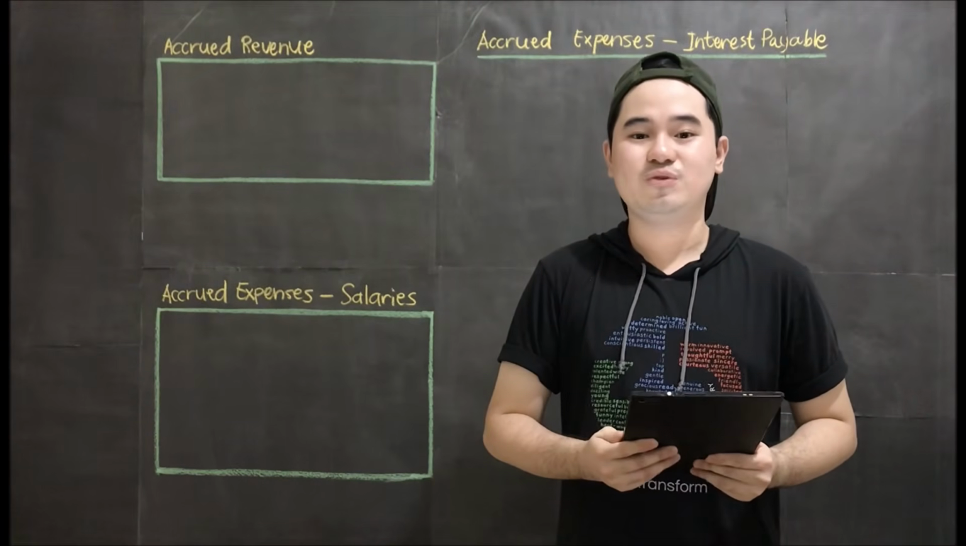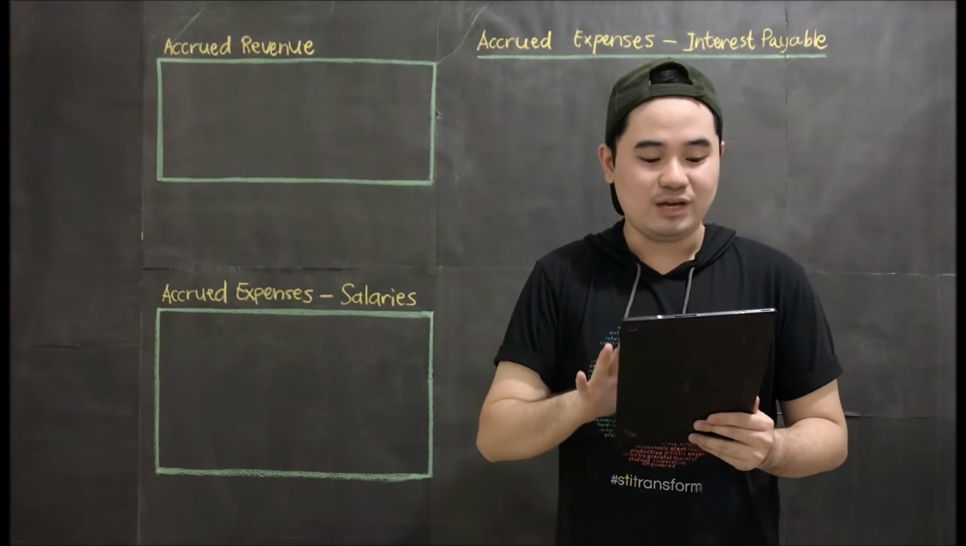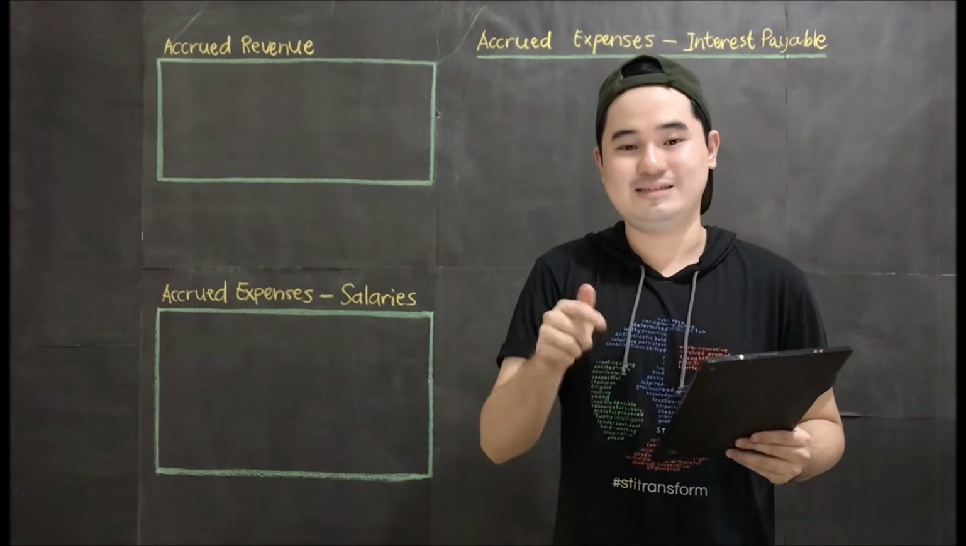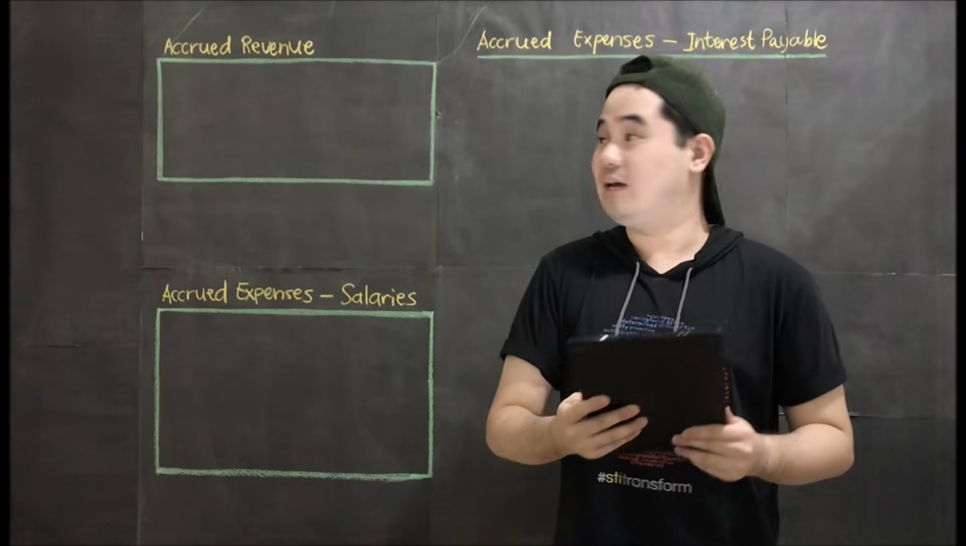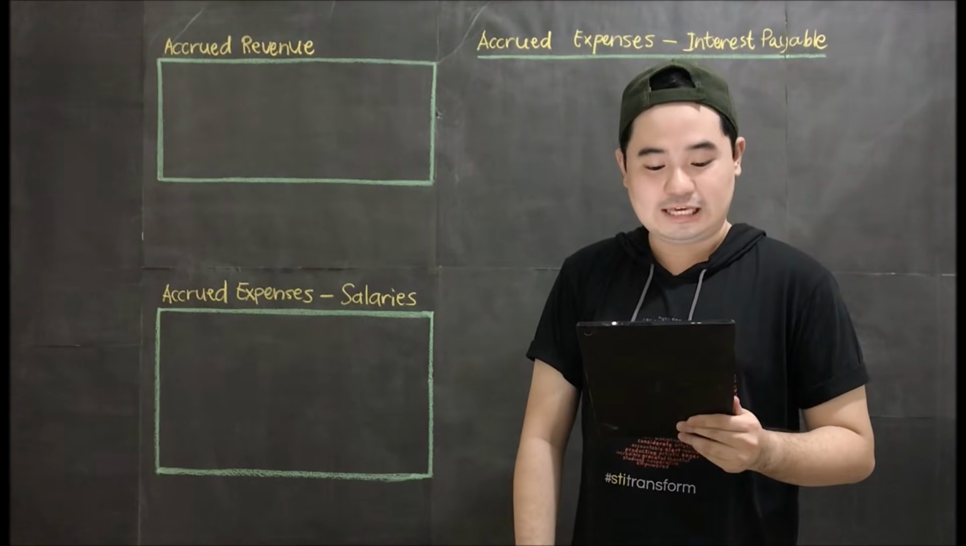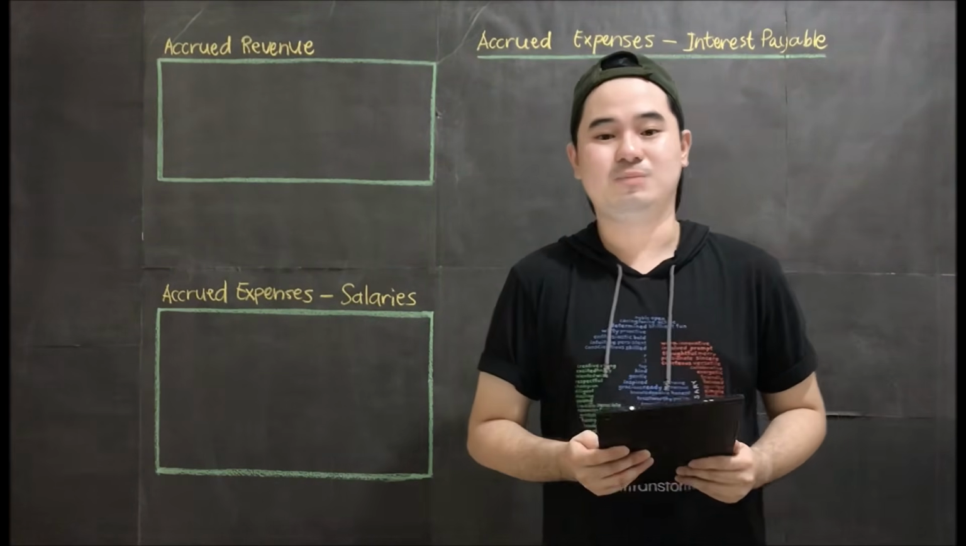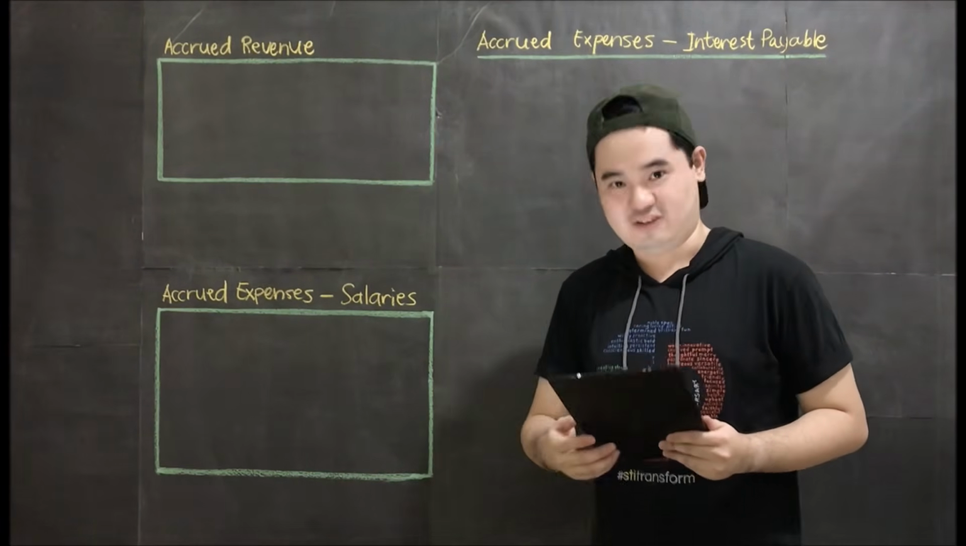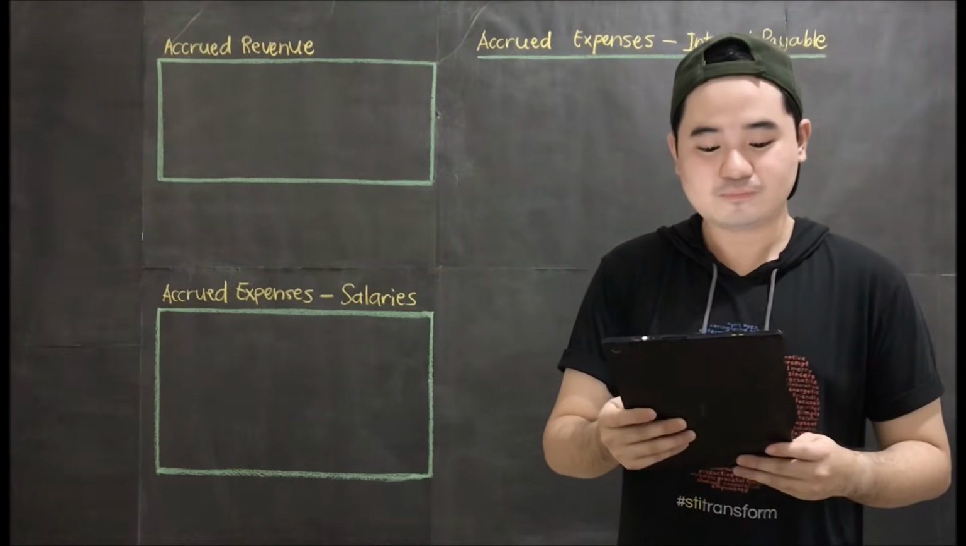Okay? So we have 3 examples. So if you have already downloaded Handout 20, the link is in the description box. So we have accrued revenue, and then dalawang example ng accrued expenses, yung isa sa salaries and then yung isa sa interest. Okay? So let's start.